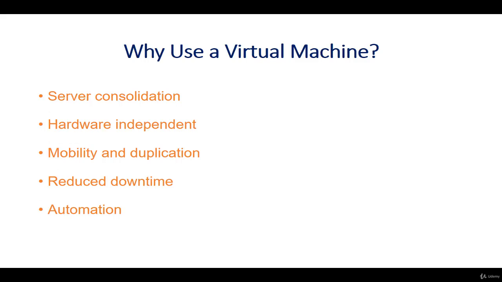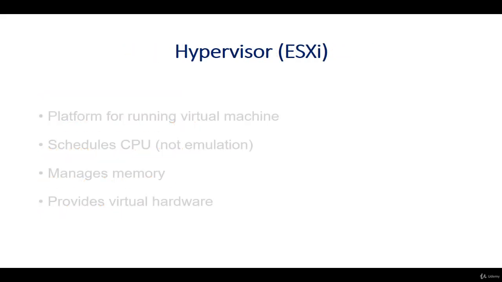The platform that a virtual machine runs on top of is called the hypervisor. The hypervisor is the core of the vSphere environment. It's responsible for scheduling the CPU. All of the virtual machines running on the host run directly on the CPU, but the hypervisor is scheduling to ensure that each virtual machine gets the CPU that it's entitled to.